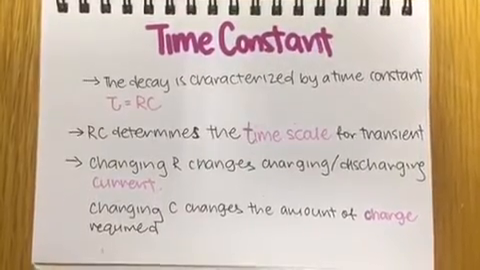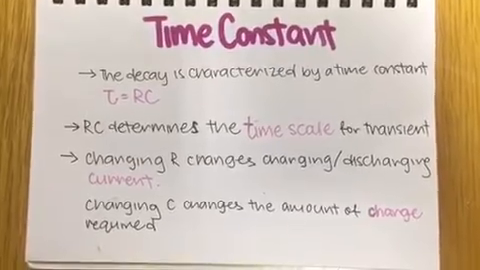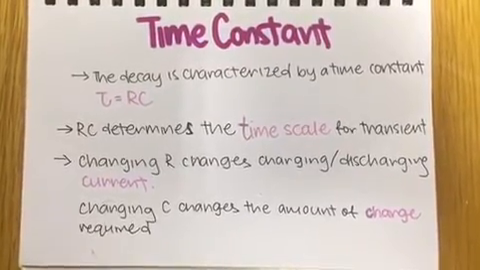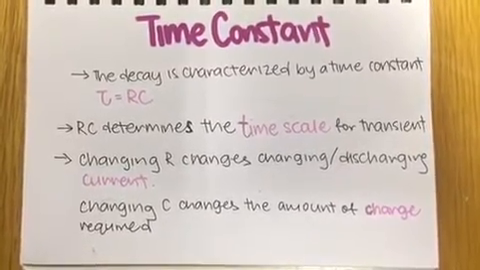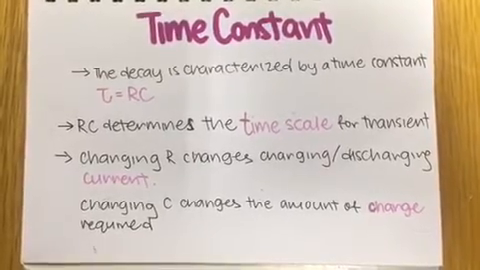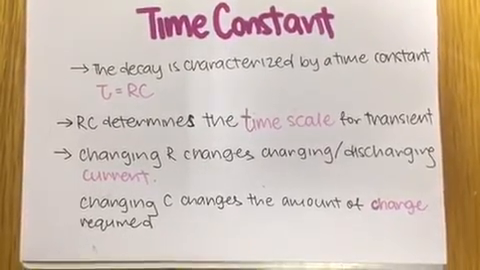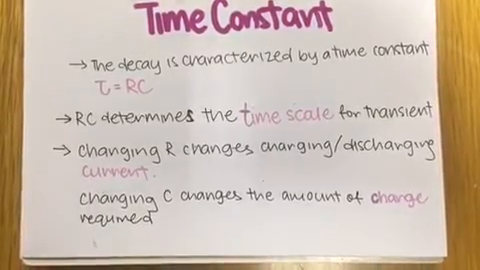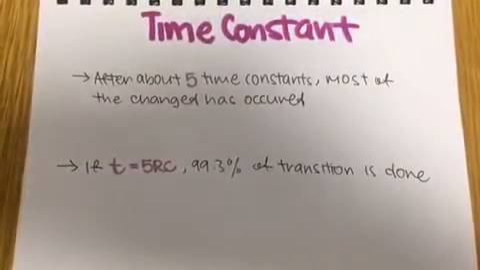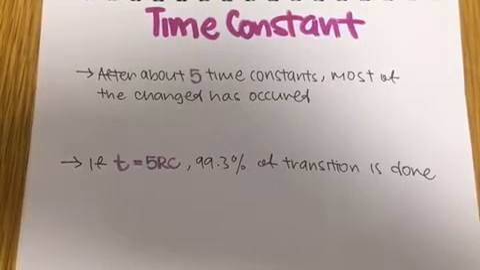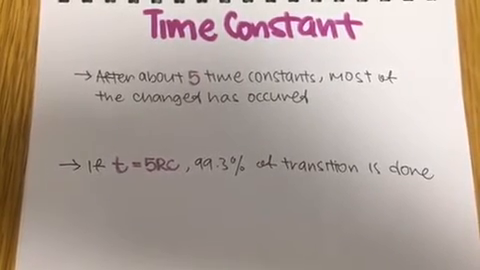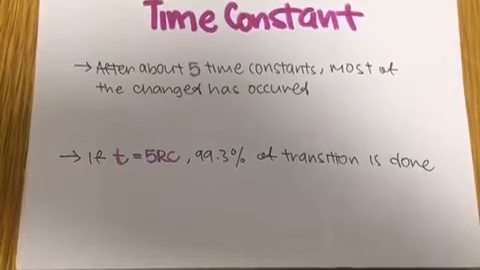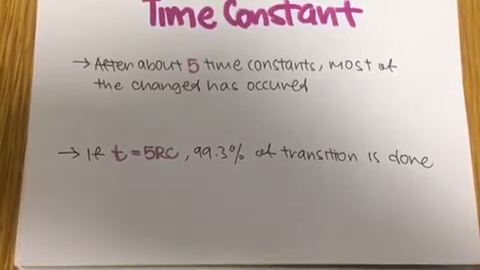Now I'll be talking about the time constant. The decay is characterized by a time constant, which is tau equals RC. RC determines the time scale for the transient. Changing R changes the charging or discharging current, and changing C changes the amount of charge required. After about 5 time constants, most of the changes have occurred. If tau equals 5 RC, 99.3% of the transition is done.